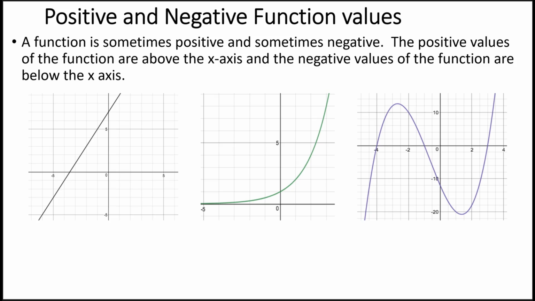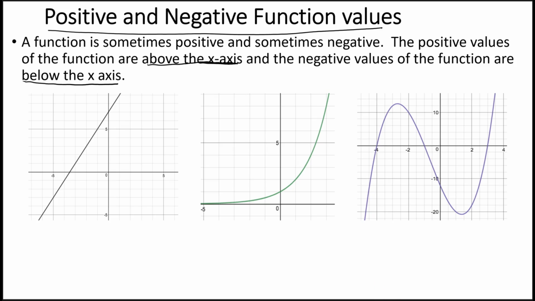All right, so I believe this is the last thing that we'll be looking at for our key features, is positive and negative function values. And so sometimes we talk about when our function has positive values and sometimes negative values. And these positive values of the function are the ones that are above the x-axis, and the negative values of the function are the ones that are below the x-axis.